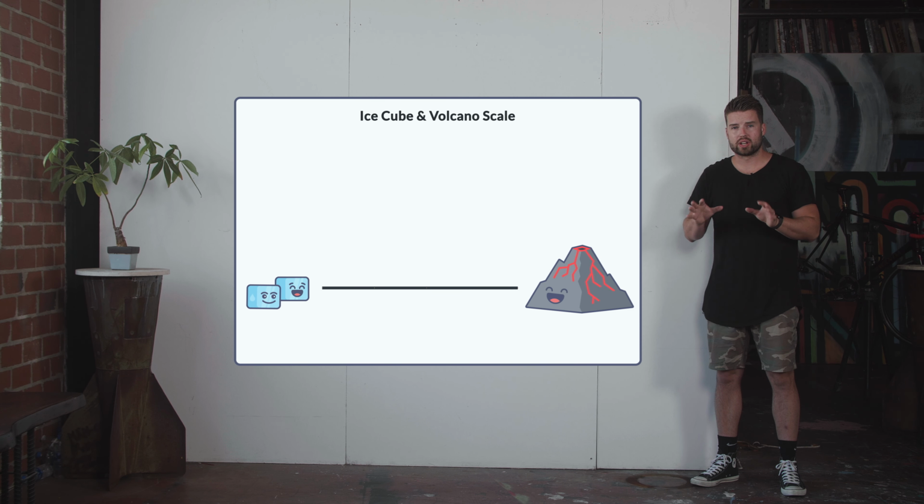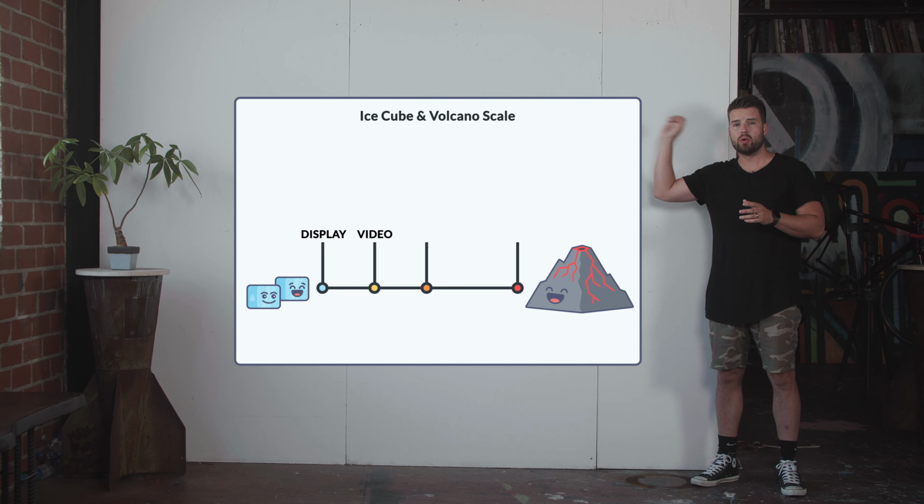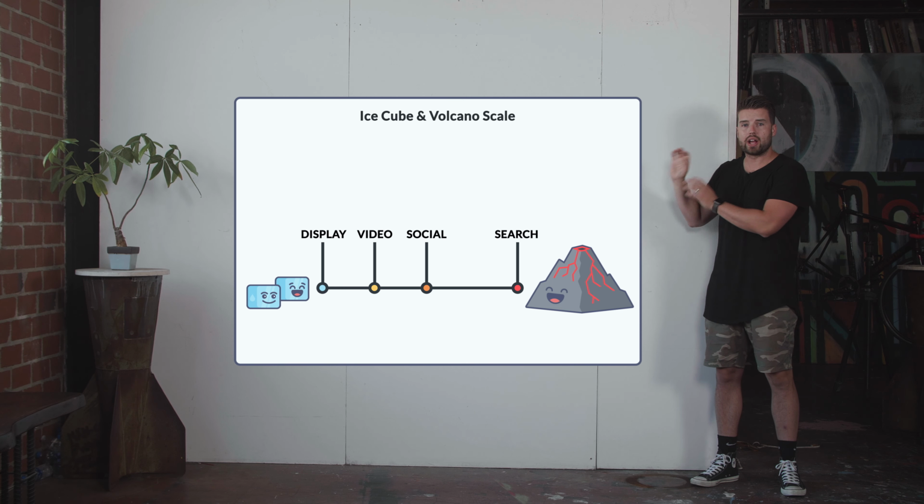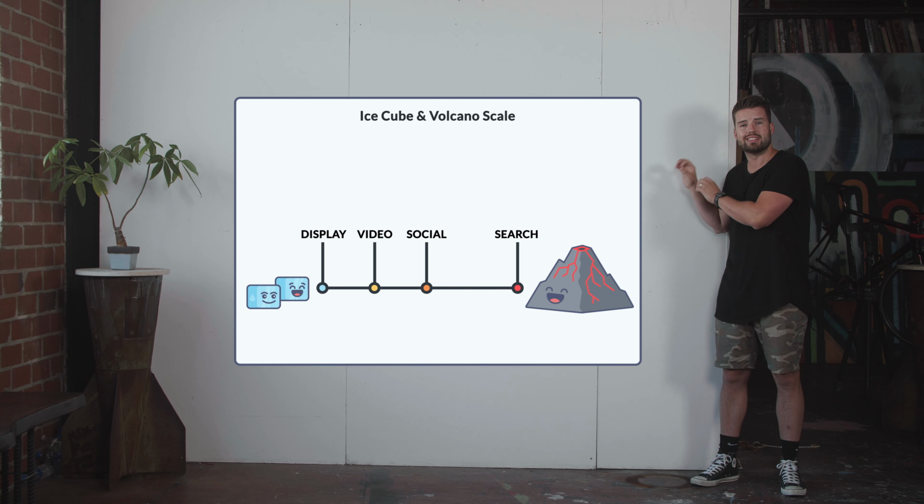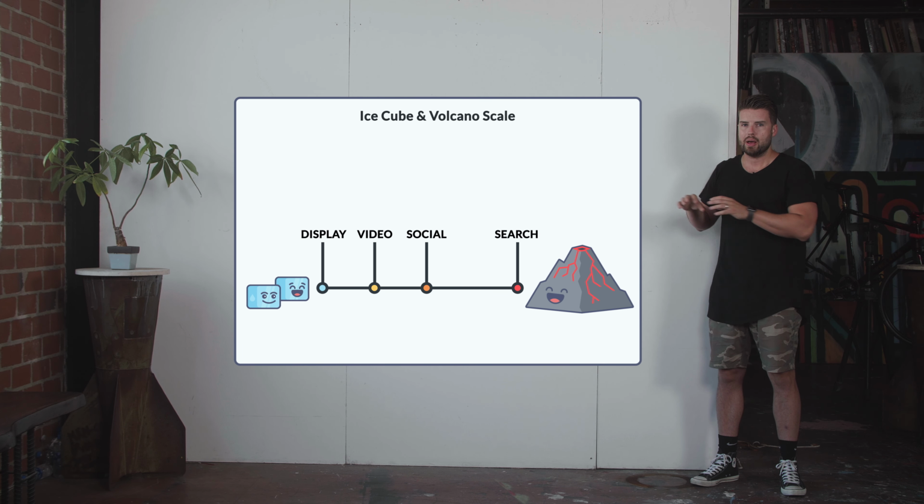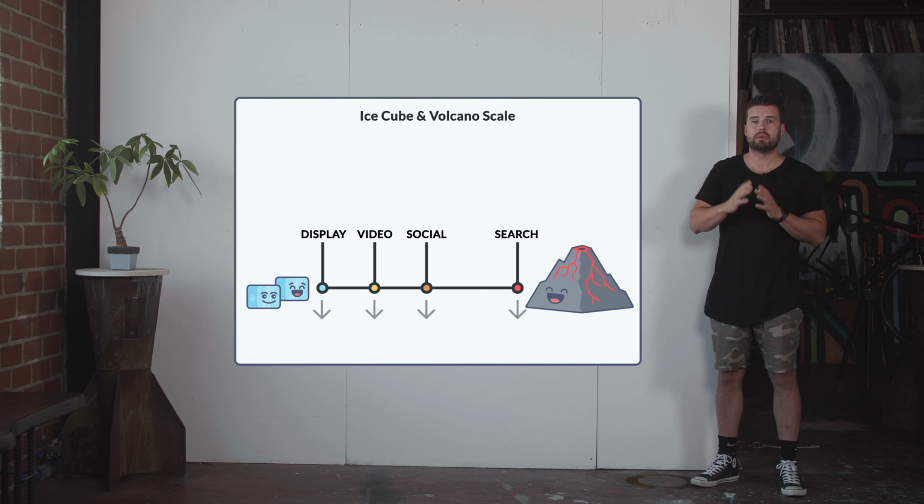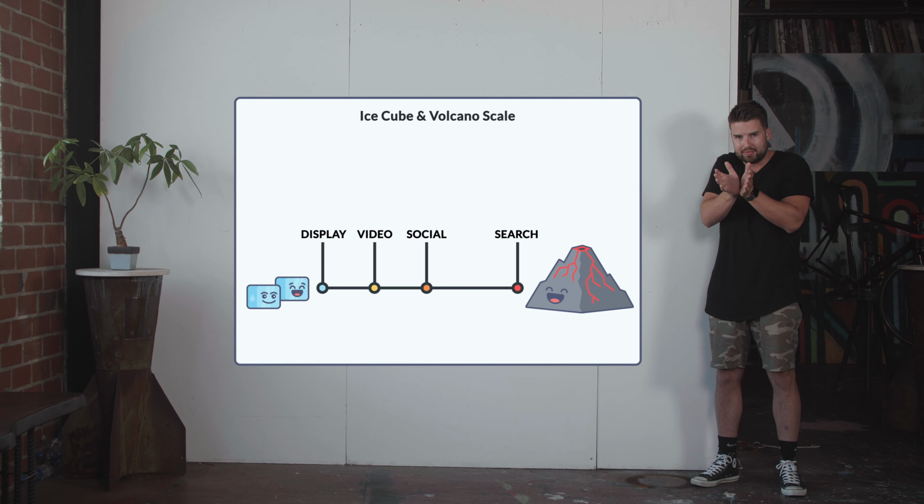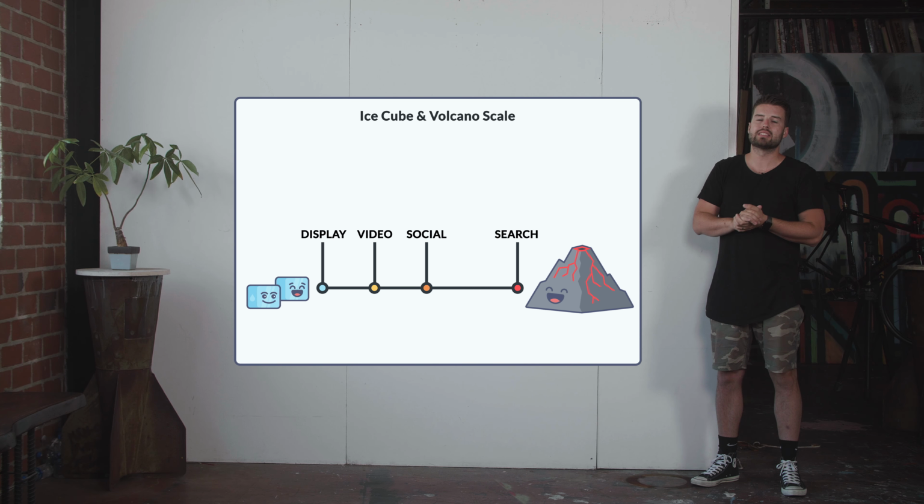When you take a look at the 4 different platforms within PPC, display, video, social, and search, you'll notice that on the ice cube and volcano scale, they usually fall within the layout that you see right here. Most times, regular direct display traffic is the coldest, while search traffic on the brand side is the absolute hottest type of traffic. But within each type of PPC traffic section, you have what we call subsections. And these temperatures also range in different types of intent when it comes to both leads and sales.